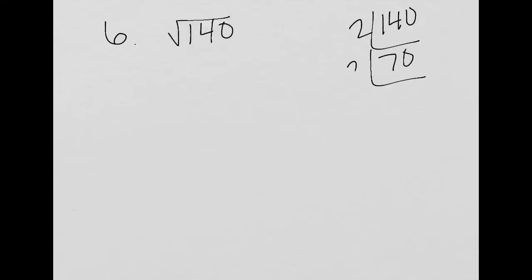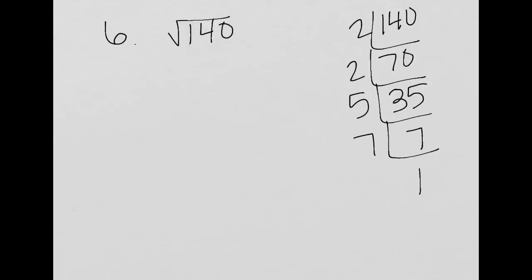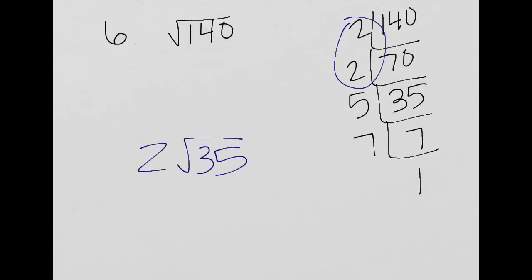Number 6, square root of 140. Type it in, you get a decimal, so you break it down. So use 2 until you can't. Try 3. If that doesn't work, go to 5. 5 doesn't work, so you go to 7. Hit 1. So I have a pair of 2s. 5 times 7 is 35.